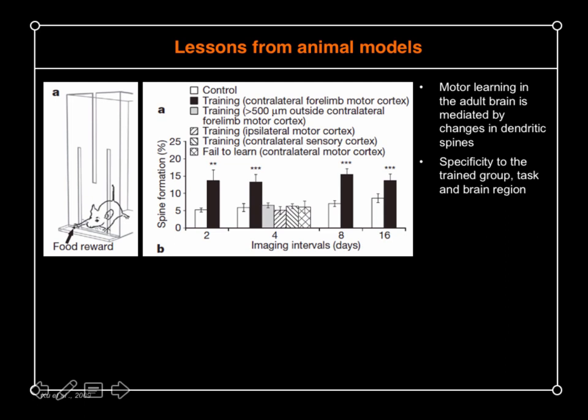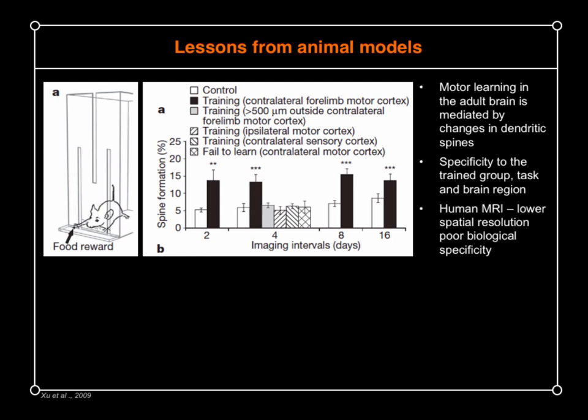Here, they're comparing different other animals: a group of control mice, a group of mice that failed to learn, and the same mice but in the opposite hemisphere, and so on. By doing these different comparisons, they make a strong argument that this is specific to the trained group, the task, and the brain region. And they're doing the comparisons.